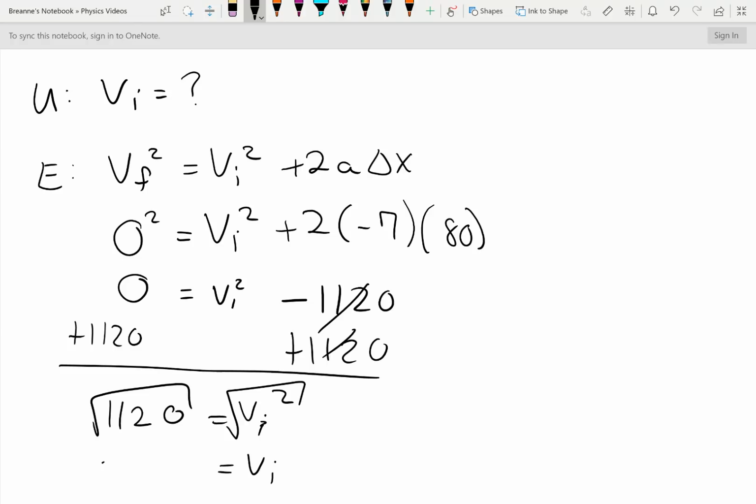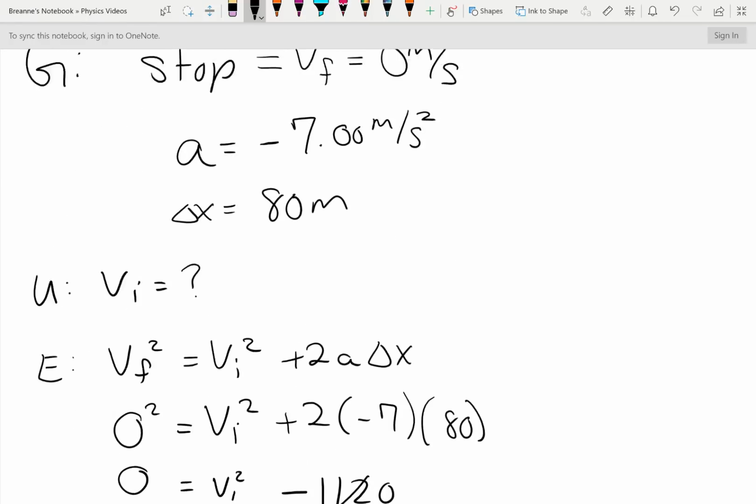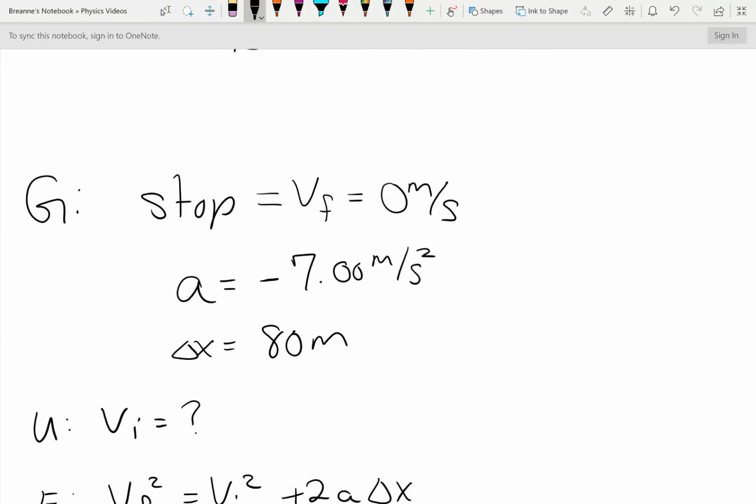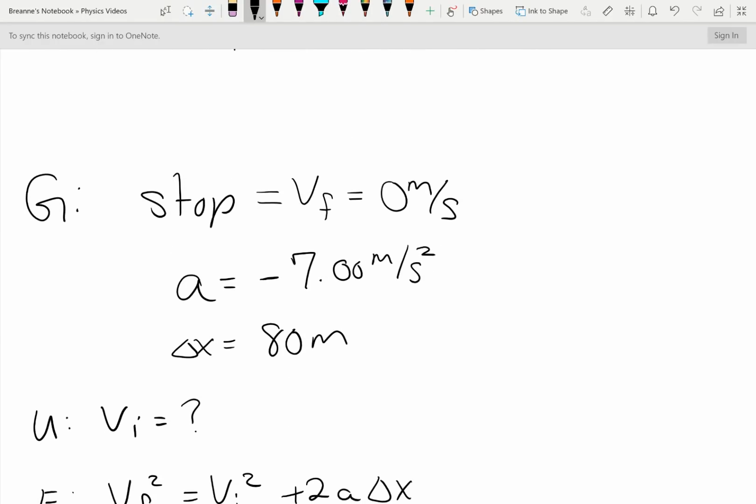And you get 33.47 meters per second. So there we go. So that's how we solve for that. The key thing is pulling your givens. So don't forget to get your givens.